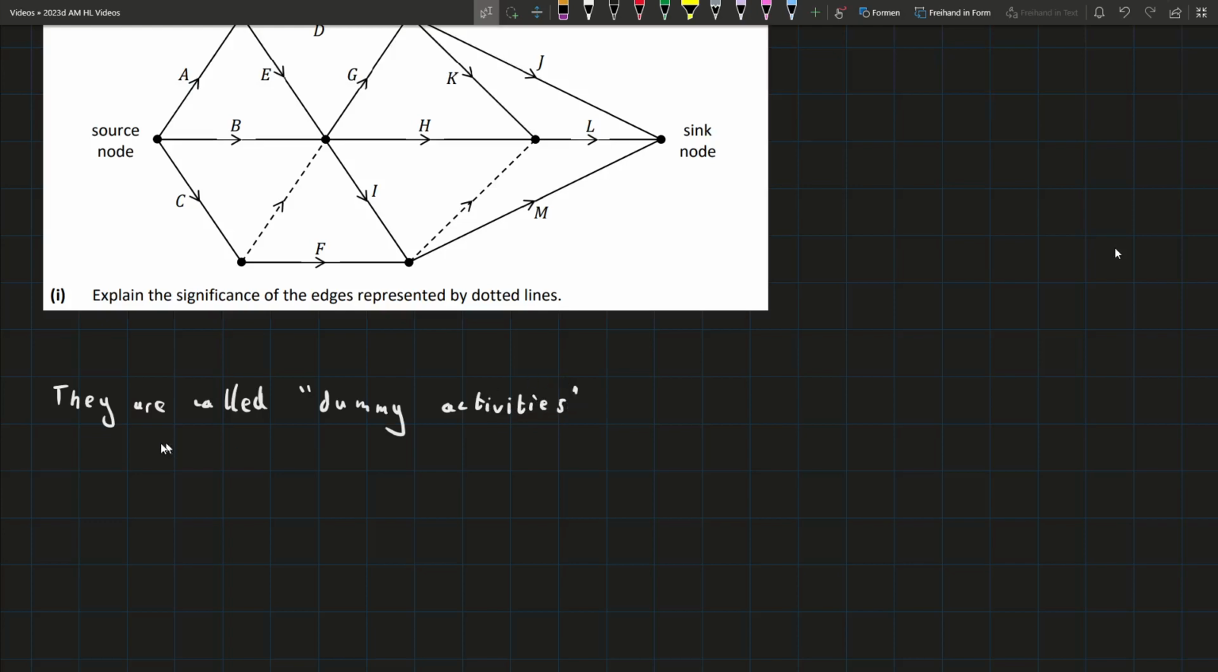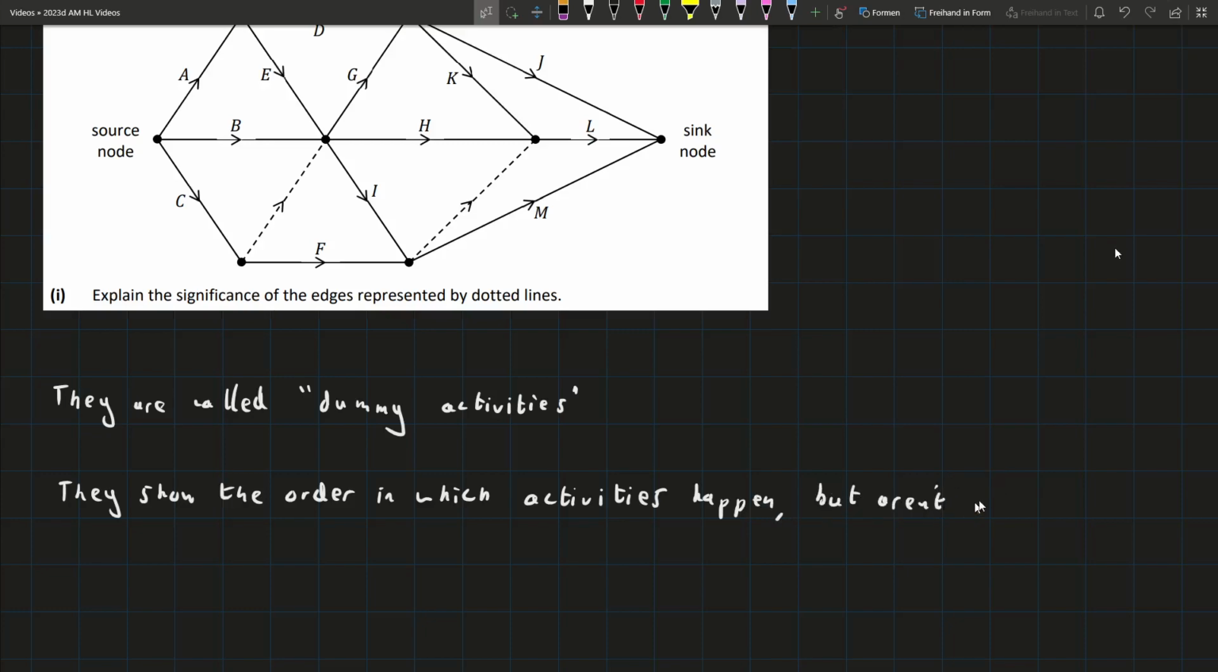Then explain what that is. They show the order in which activities happen, but aren't activities themselves. So basically, they're like activities that take no time to complete.